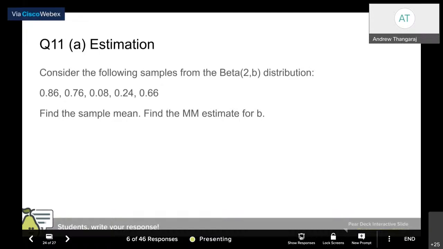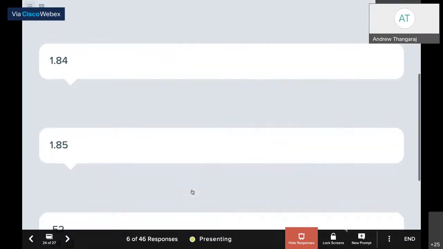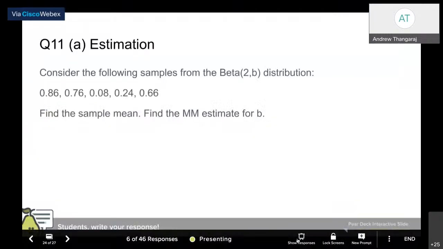All right, so let's see the responses. I think 0.52 is the sample mean. 1.84 or 5 looks okay. I think that looks fine enough to me.